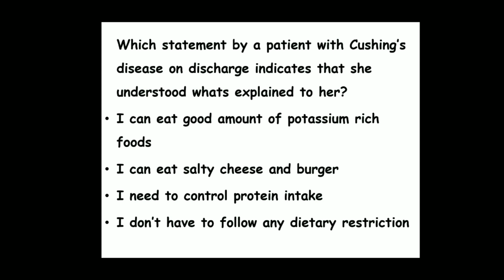Which statement by a patient with Cushing's disease on discharge indicates that she understood what's explained to her? I can eat a good amount of potassium rich foods. I can eat salty cheese and burger. I need to control protein intake. I don't have to follow any dietary restriction. So which one is the right explanation by her, or which one indicates that she understood what is explained to her? I can eat a good amount of potassium rich foods, because hypokalemia is a problem in them and they need to take a good amount of potassium. So that is the right teaching.